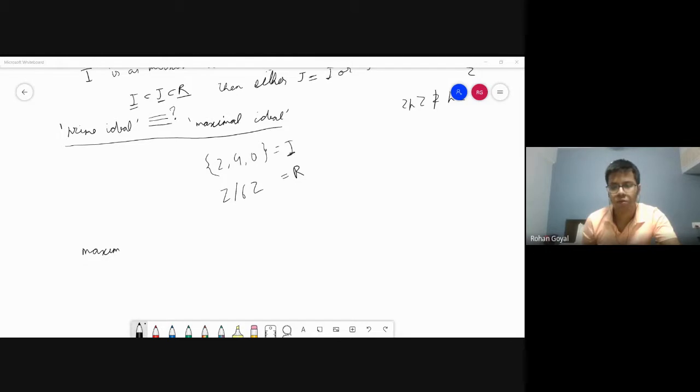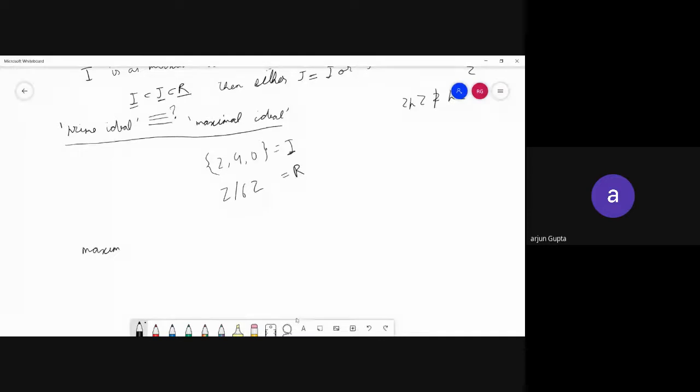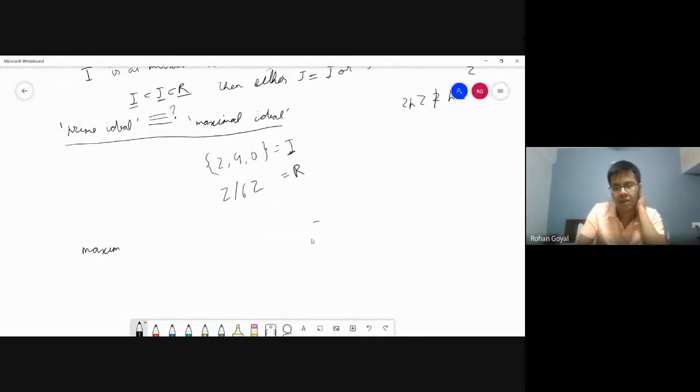Can anyone prove either way? Now that I've told you this, can anyone tell me why? Could you just show once again what a prime ideal was? A prime ideal is: if AB is in I, then A is in I or B is in I.